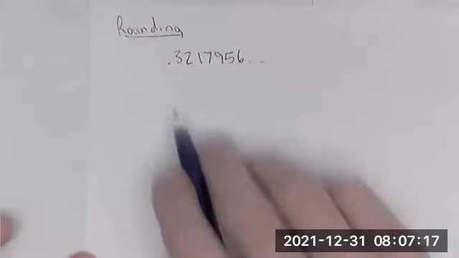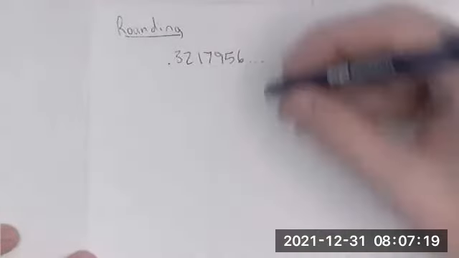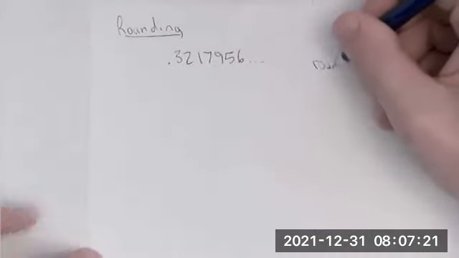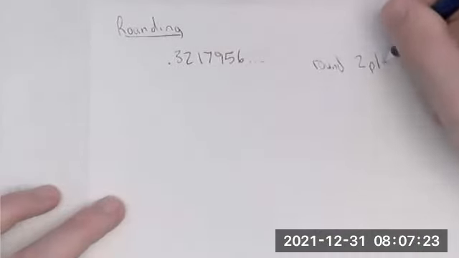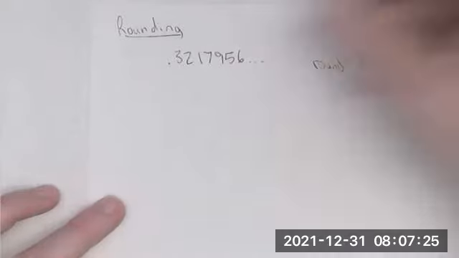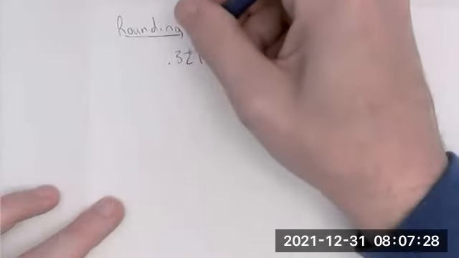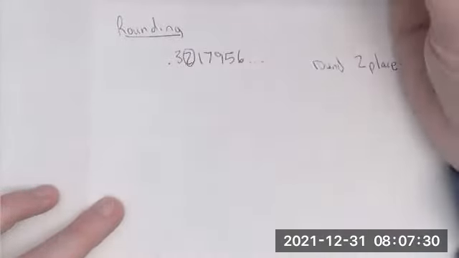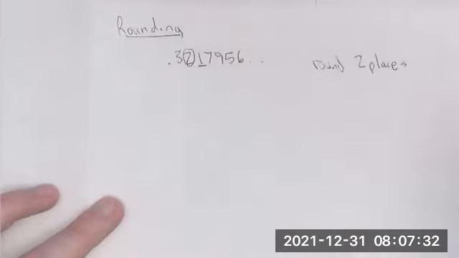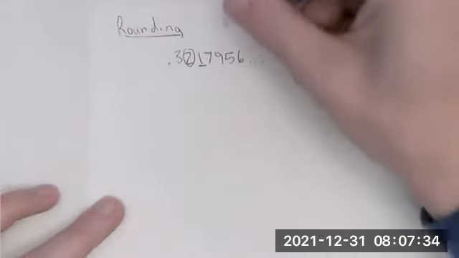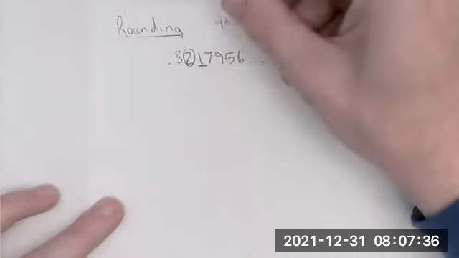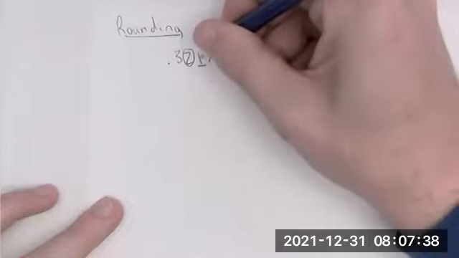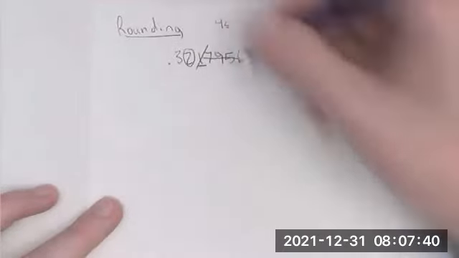But when you see this, and if it says round to 2 places, then what I like to do is come over here to 1, 2 places. I put a circle around it, looking at that next number. If it's 4 or less, I just cross it off and delete the rest. 0.32 would be my answer.